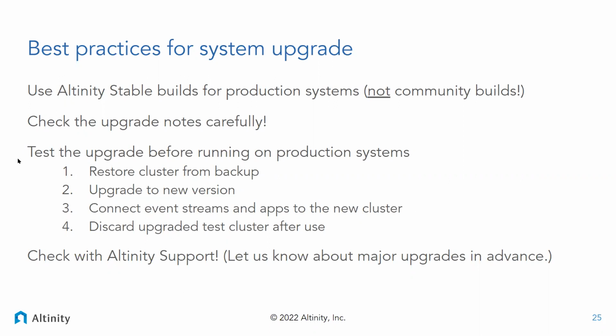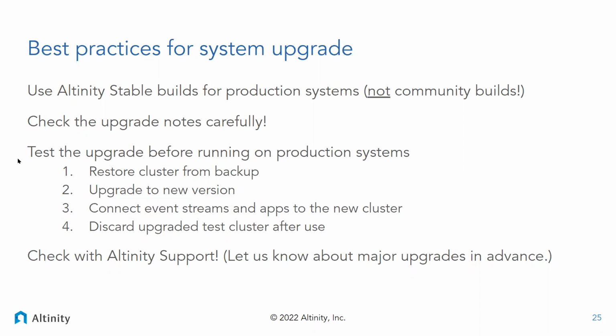It's not that much, but the key things that you need to know to avoid having your application stop working are generally there. And then, of course, test the upgrade. Everybody who works with data is aware of this. One way to do it is restore a cluster from backup. This is something that Altinity.cloud automates quite nicely. Restore a cluster or restore a shard in a cluster from backup, upgrade to the new version, connect your event streams and your apps, ingest data.